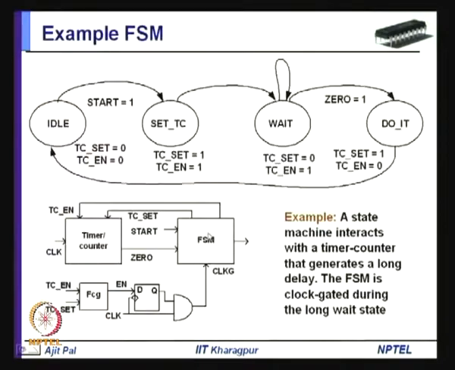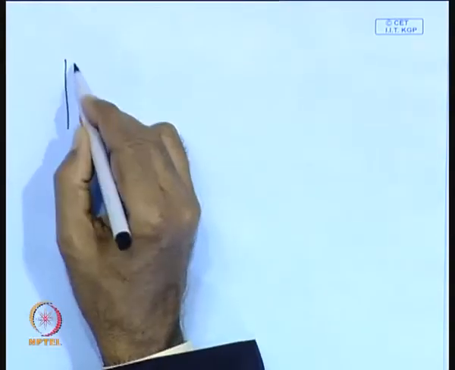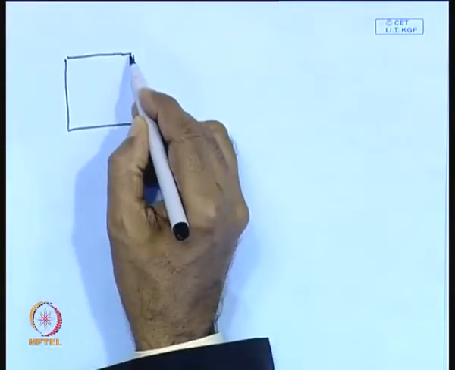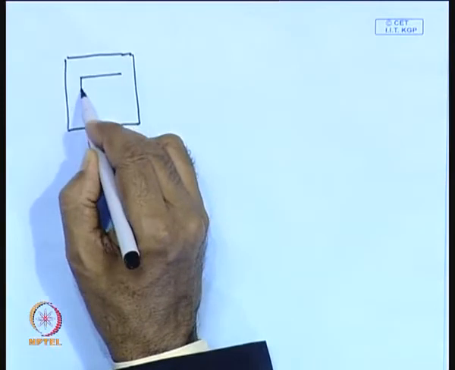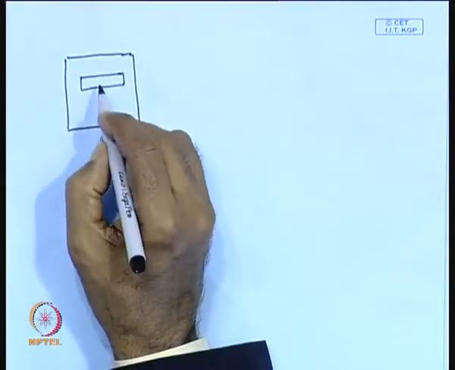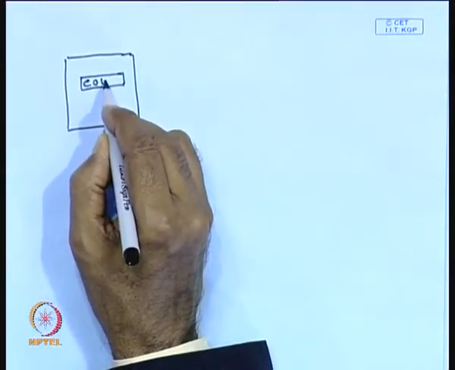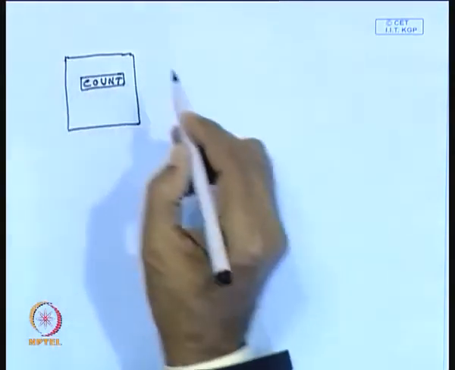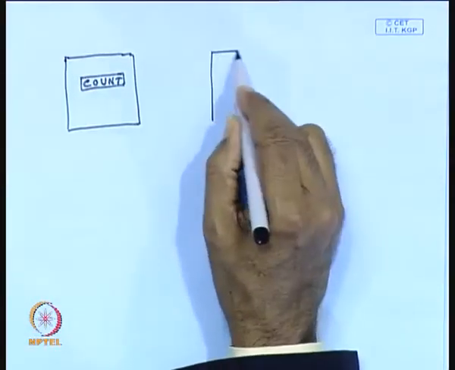Now, let me illustrate this with the help of an example. Here we have taken up an example of a timer counter which is interacting with a finite state machine. So, let us assume this is a timer counter. As you know, a timer counter counts down if some value is loaded in its register. There is an internal register where the count value can be initialized, then it will do the countdown, and this is interacting with a finite state machine.